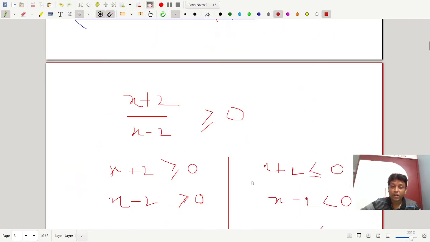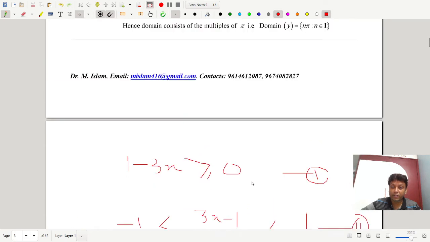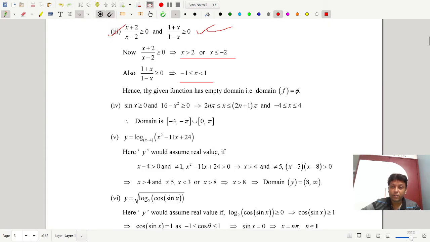Now similarly you will explain this part. What do you have? 1+x and 1-x. That will give you a similar explanation. I'm not going into detail, because you will show 1+x and 1-x both positive, both negative. You will see the region will be -1 to 1.